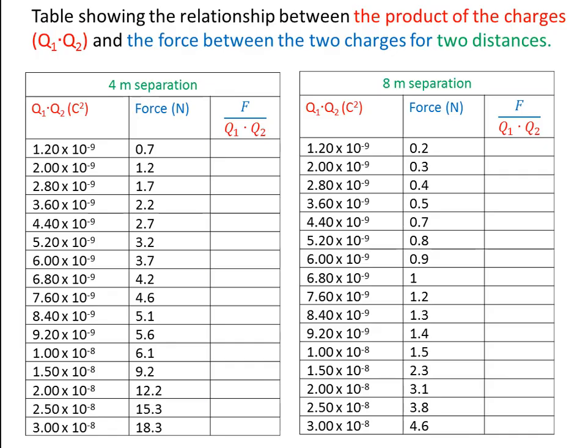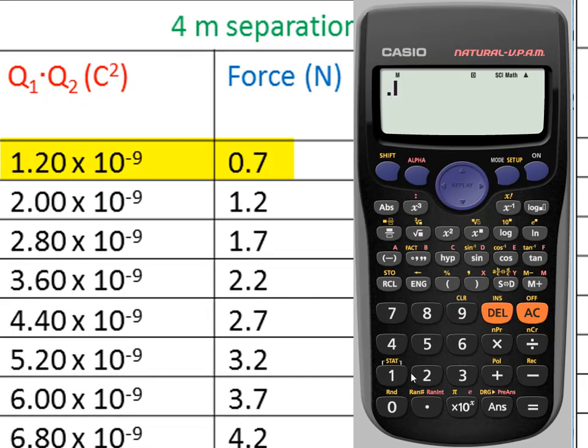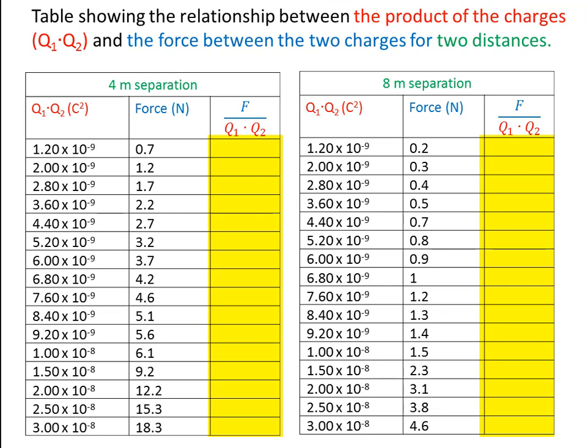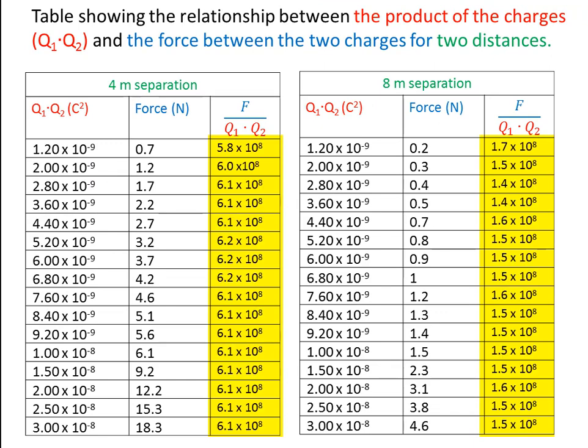So we add a column to each of our two tables. And in that column, we're going to divide the force value by the Q1, Q2 value for each line. 0,7 divide by 1,2 times 10 to the power minus 9, and so on. Complete this table before you continue with the movie. What do we see? Check that these are the values that you got when you used your calculator.